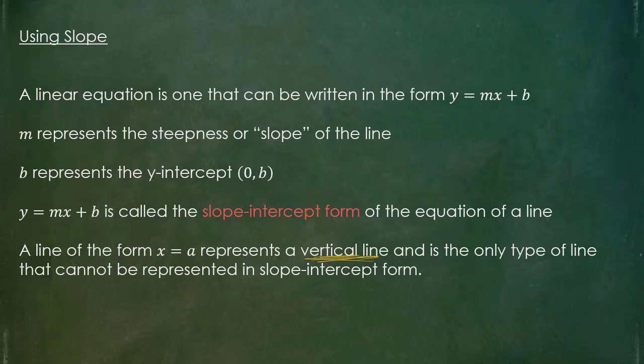Now, a line in the format x equals a will always represent a vertical line, and technically that's the only type of line that cannot be represented in slope-intercept form. It's also important to note that vertical lines are the only types of lines that are not considered functions, because they would fail the vertical line test.